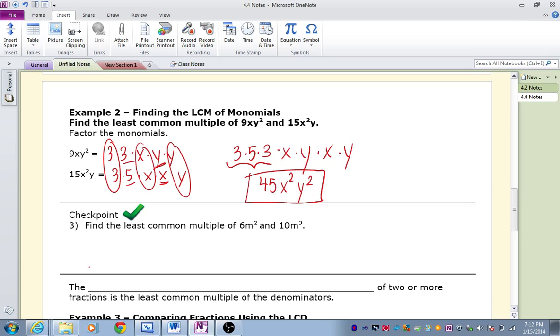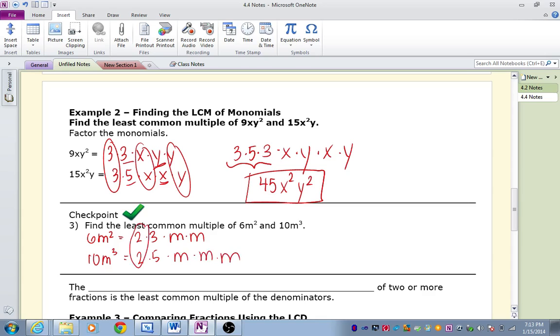Okay, pause the video and try checkpoint number 3, and when you're ready, hit play. Okay, we have 6m squared and 10m cubed. 6m squared is going to be 2 times 3 times m times m. And then 10m cubed is 2 times 5 times m times m times m.